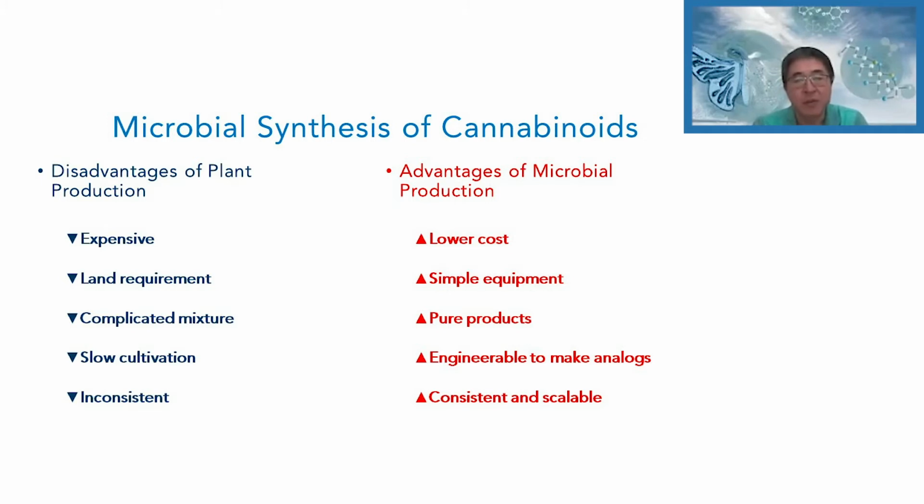And if we compare that to microbial production, if one is able to do so, we lower the cost significantly, and it's easy to scale because these can be fermented. Equipment requirement is simple. And we can engineer these compounds to be produced at high levels, so getting pure compounds is relatively easier. And because of the genetic nature of the microbes, they're easy to engineer, and the pathways can be changed to make analogs.